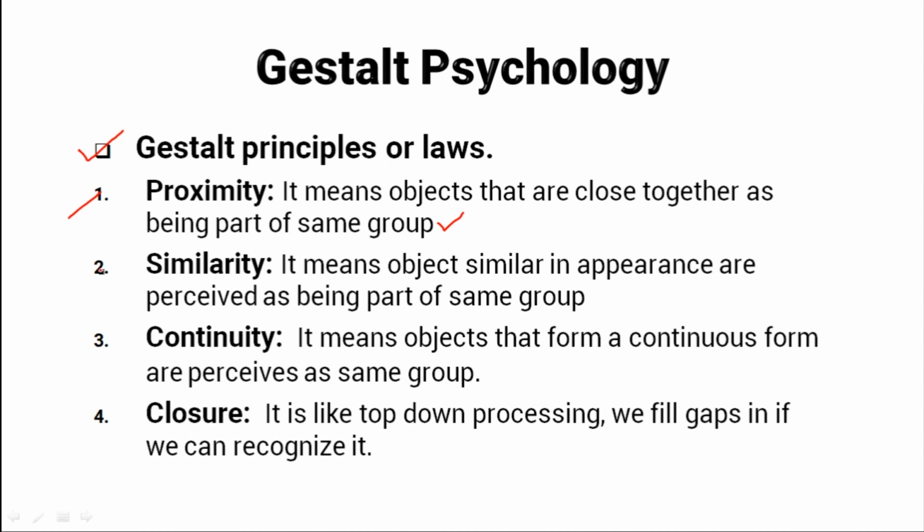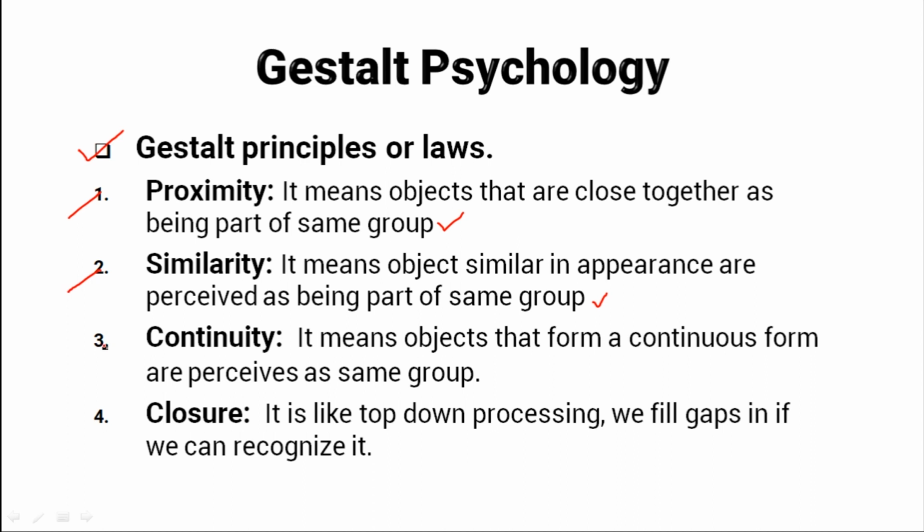Now the next one is the principle of similarity. It means that objects similar in appearance are perceived as being part of the same group. Objects that share similar features such as shape, color or size are perceived as belonging to the same group. For instance, if you see a group of squares and circles and the squares are all red while the circles are all blue, your brain will naturally group the red squares together and the blue circles together.